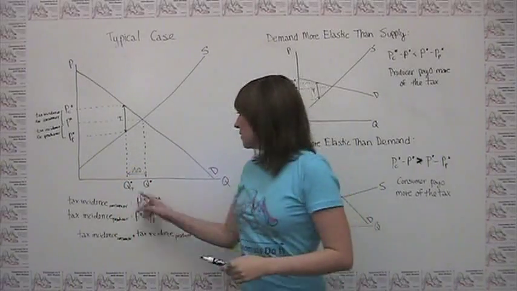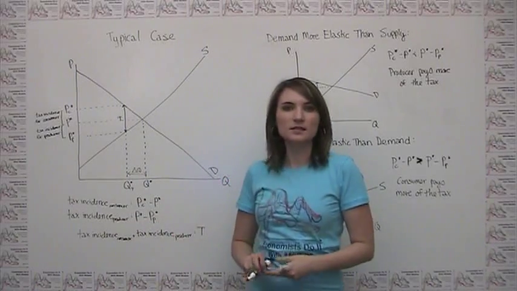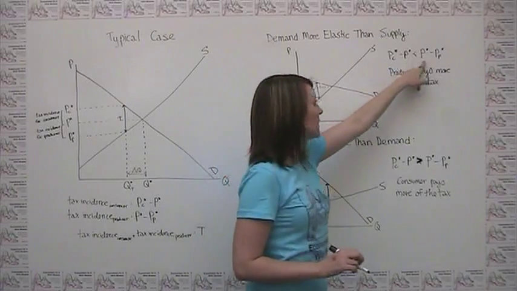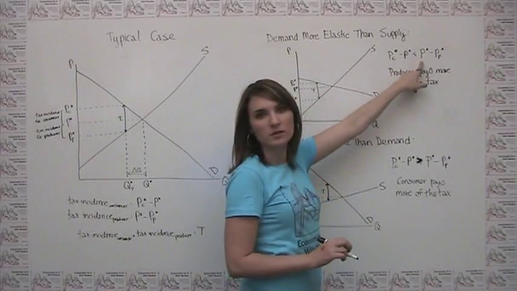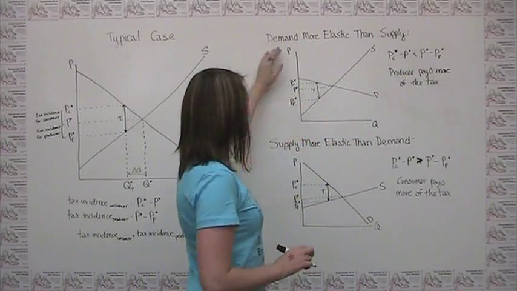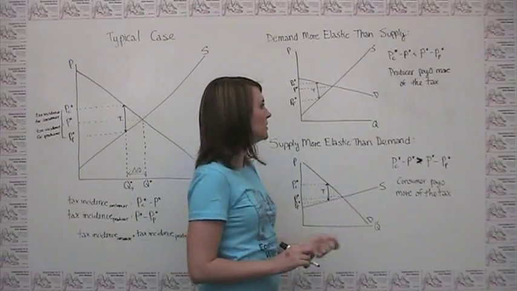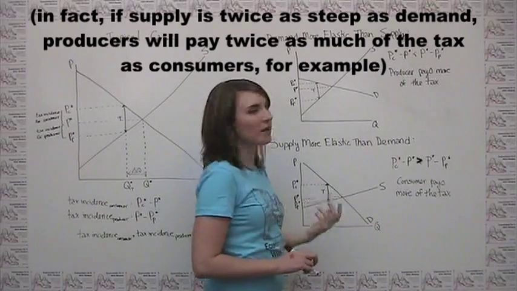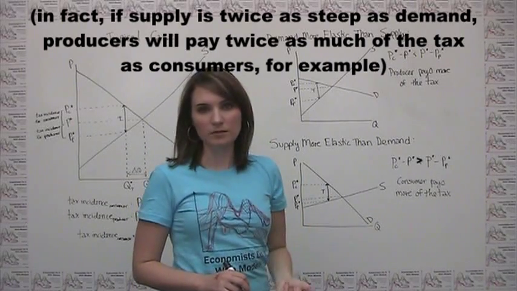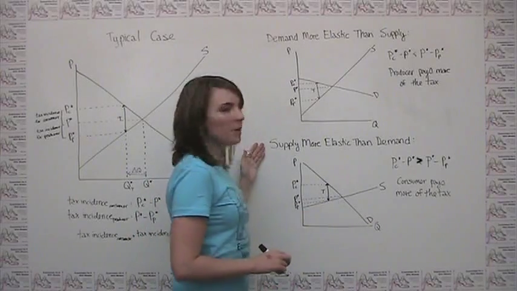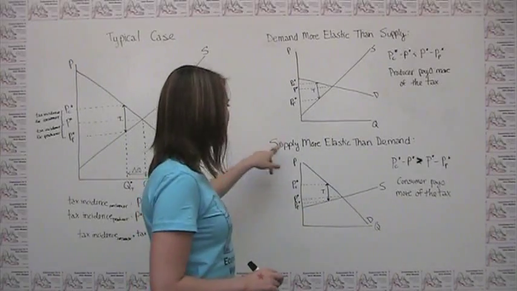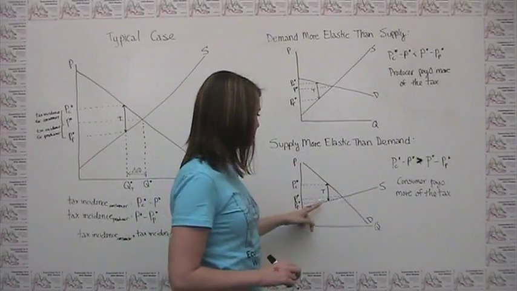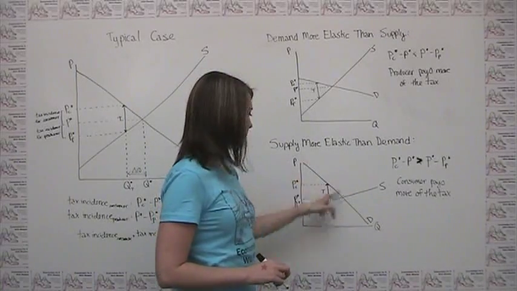In terms of the formal definitions of tax incidence, we can say that the tax incidence on the consumer is less than the tax incidence on the producer. And we can conclude that when demand is more elastic than supply, the producer pays more of the tax. So more of the tax is paid by the more inelastic party. We can also look at the opposite scenario, namely that where supply is more elastic than demand. In this case, I've drawn supply to be more elastic or flatter than the demand curve.